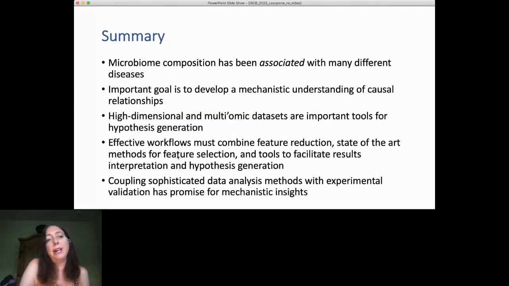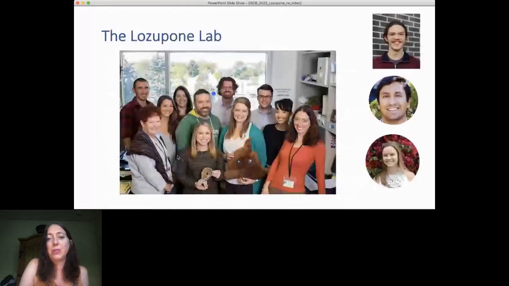So in summary, microbiome composition has been associated with many different diseases, but an important goal is to develop a mechanistic understanding of causal relationships. High-dimensional and multiomic datasets are important tools for hypothesis generation, and effective workflows must combine feature reduction, state-of-the-art methods for feature selection, and tools that facilitate results interpretation and hypothesis generation. And coupling these sophisticated data analysis methods with experimental validation has promise for mechanistic insights as to the role of microbes in disease.